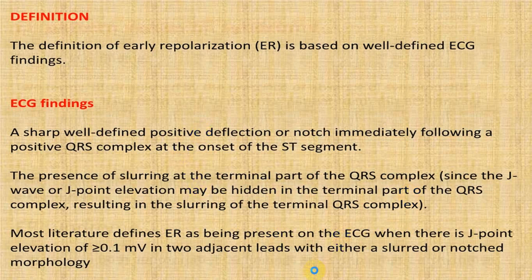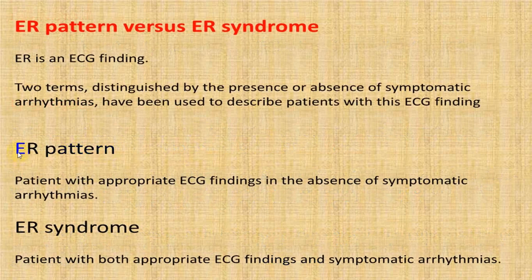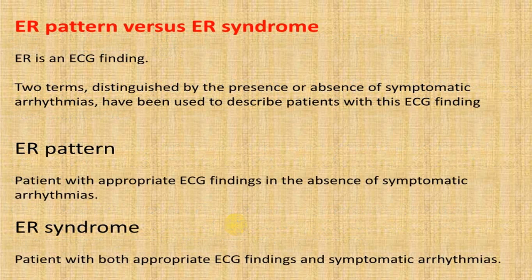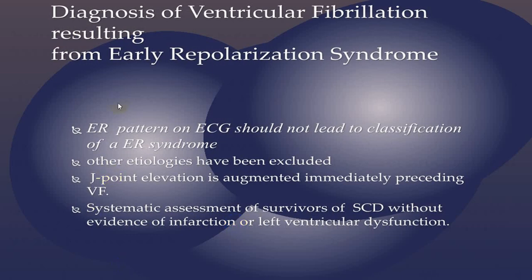So this we have already discussed. If you get an early repolarization pattern and it is symptomatic with arrhythmias, then we call that ER syndrome. If there are no symptoms and no arrhythmia, we call it an early repolarization pattern. So the pattern is asymptomatic; the syndrome is symptomatic with arrhythmias. If there is ventricular fibrillation or polymorphic ventricular tachycardia or ventricular tachycardia and you get this ER pattern, always suspect the type 2, type 3 variety.